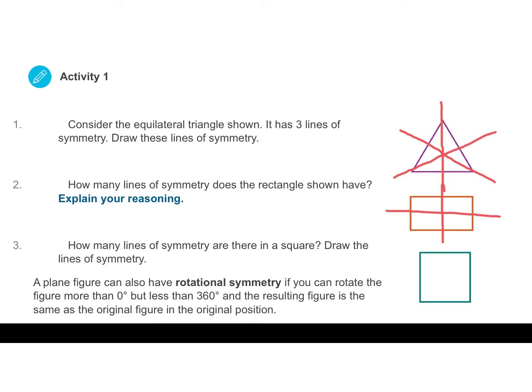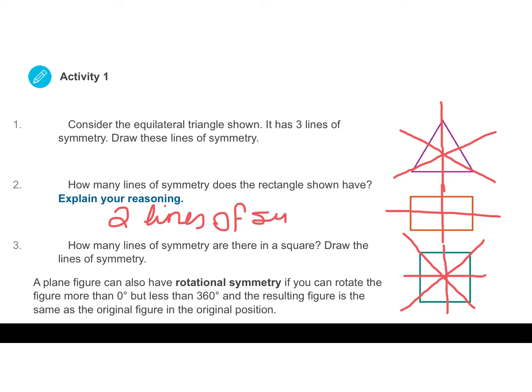How many lines of symmetry are there on the square? Draw the lines of symmetry, so go ahead and give it a go. Pause. Okay, so for the rectangle, we should say 2 lines of symmetry. And then for the square, there are 4 lines of symmetry.